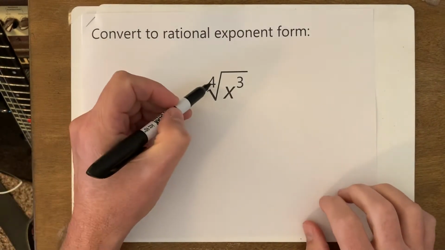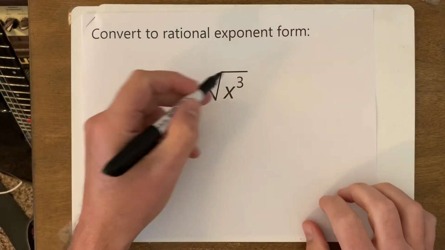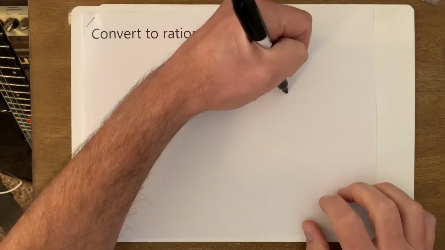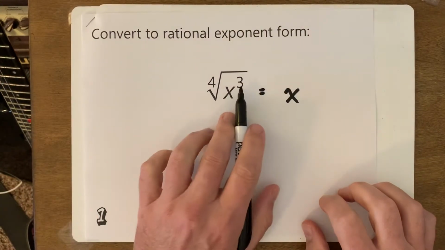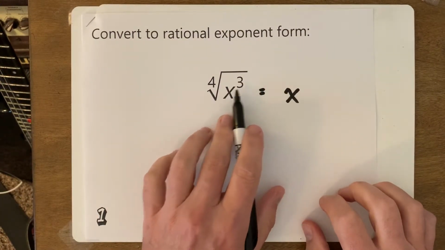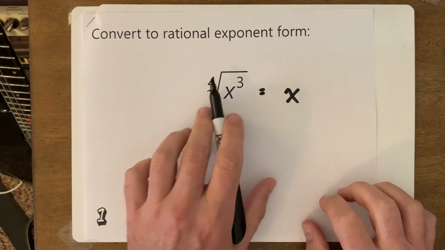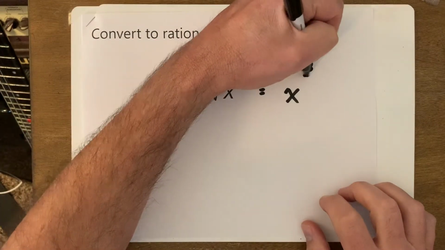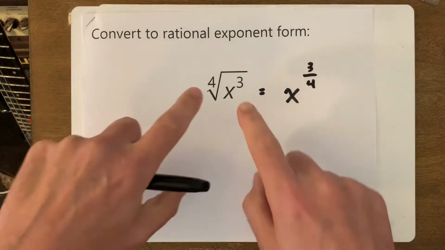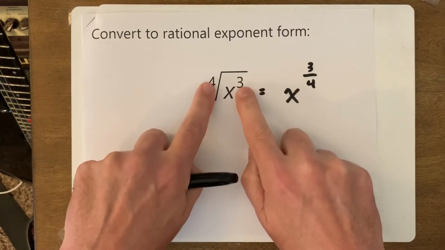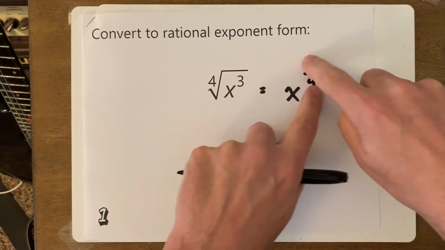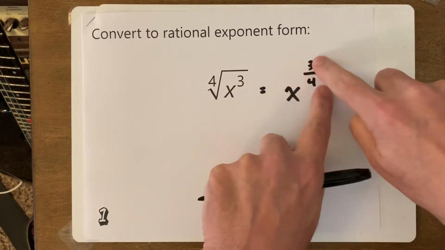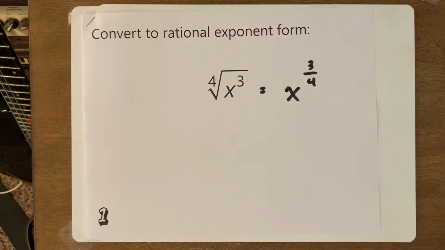We have the fourth root of x cubed. How do we turn this into an expression with a rational exponent? As we saw, the power, or the exponent on the base, is going to be the numerator, and the index is going to be the denominator of the fraction. So 3 over 4. The way I do it is I look at these two numbers, turn them around, and that's how I make my fraction, 3 over 4. You just twist it around and that's how you get your 3 over 4.